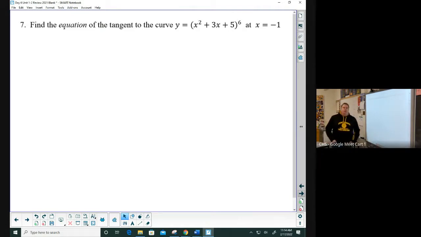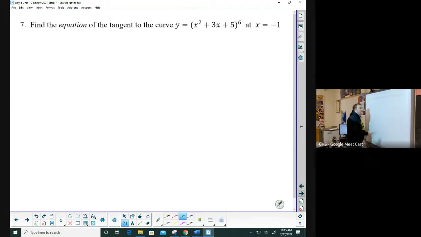Next it says find the equation of the tangent to the curve at x equals -1. So in order to come up with the equation, I need the derivative to get the slope, and then I'm going to use that slope to figure out a point. I need y equals mx plus b, so I need a slope and a y-intercept. The slope's the first thing that's going to come to us.